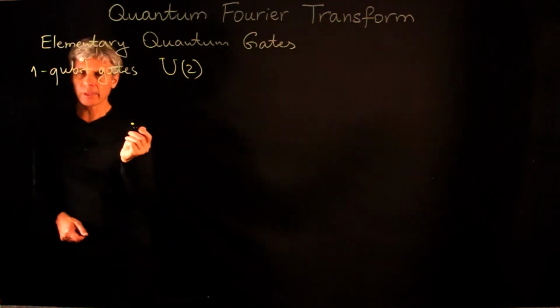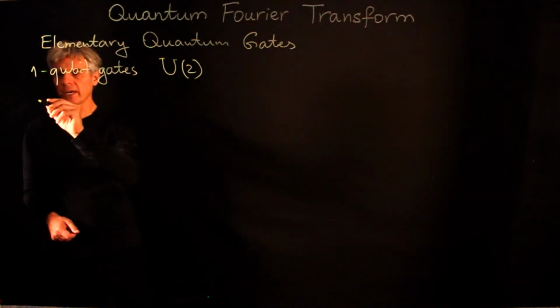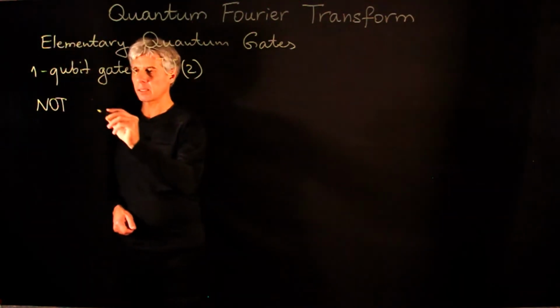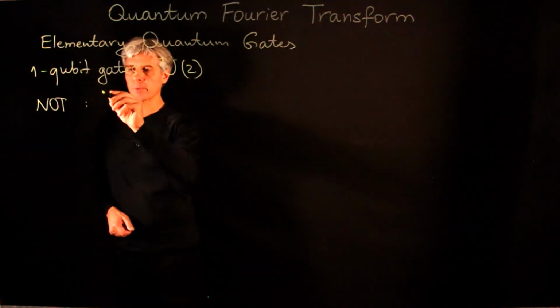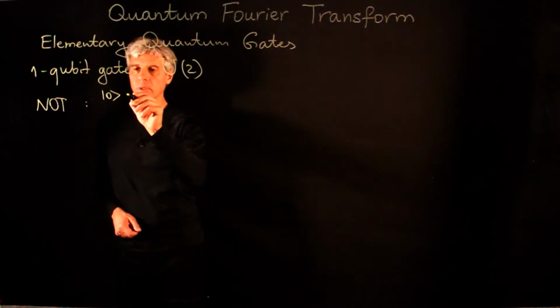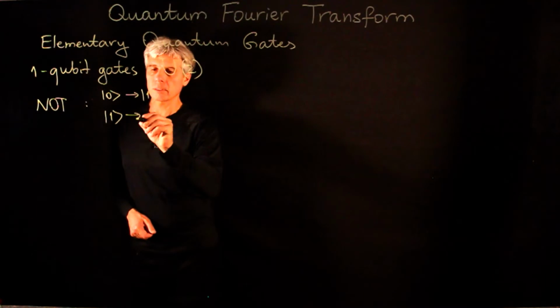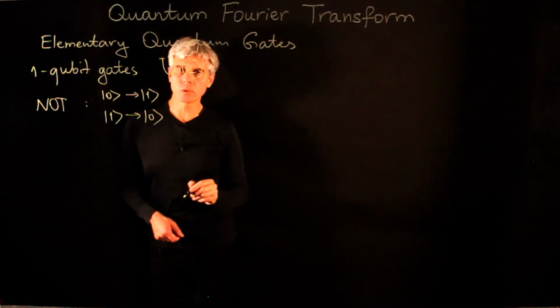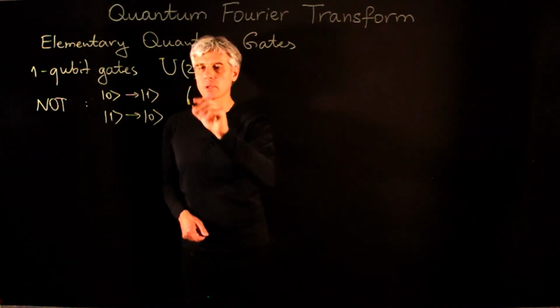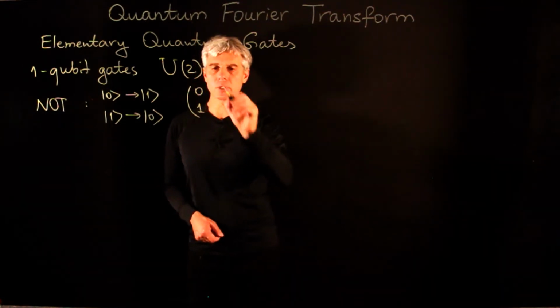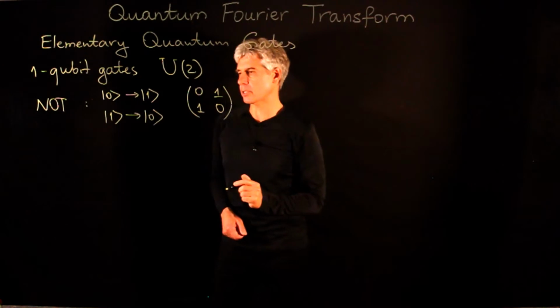Now let's start with the things that we already know. We have a NOT gate. The NOT gate is the following transformation: it transforms 0 into 1 and 1 into 0. The 2 by 2 matrix that corresponds to this transformation is 0, 1, 1, 0. So it switches the two basis vectors.